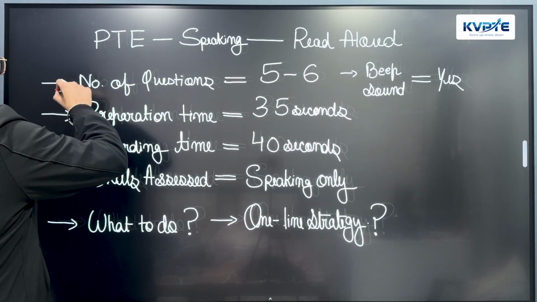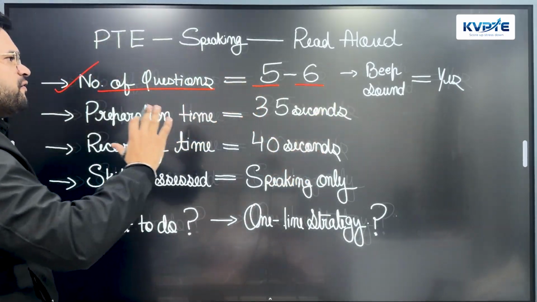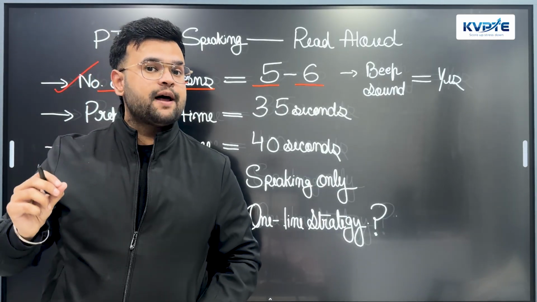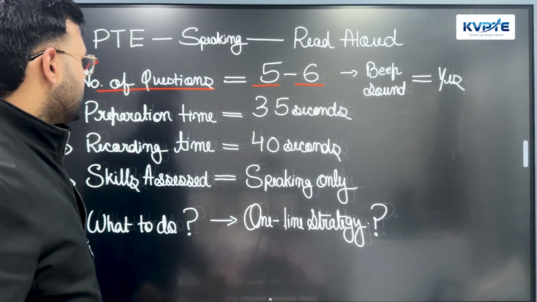So how many questions will there be for the PTE Speaking Read Alouds? There will be 5 to 6 questions. Either you can get 5 questions or you can get 6 questions.